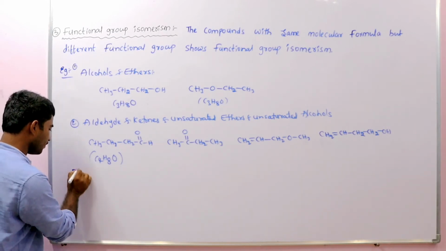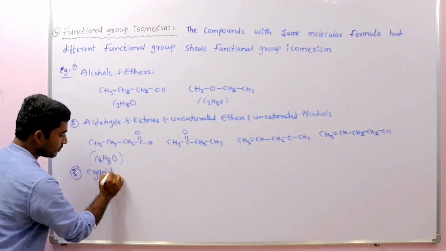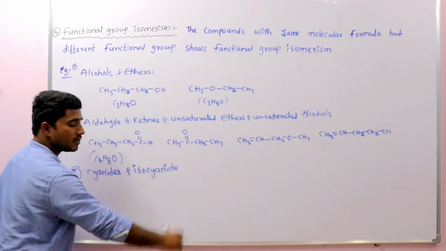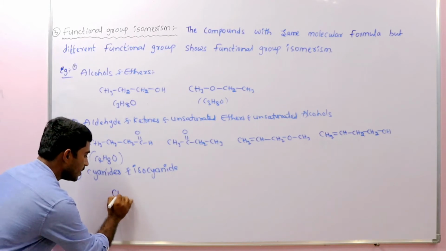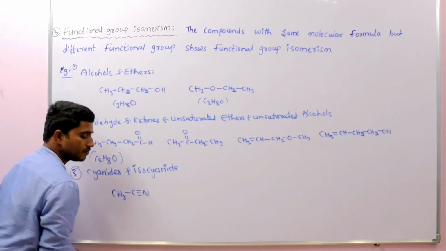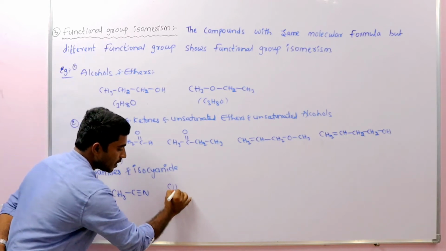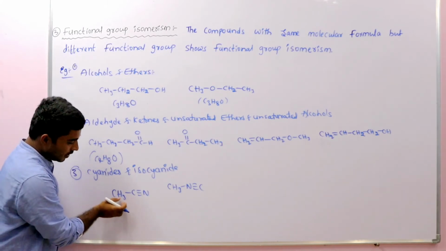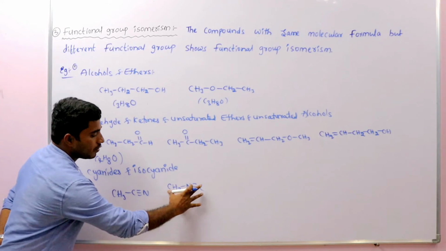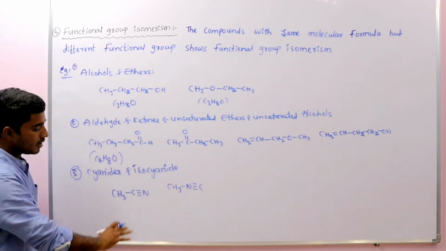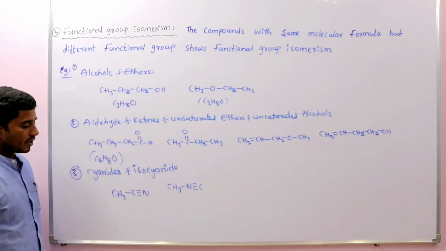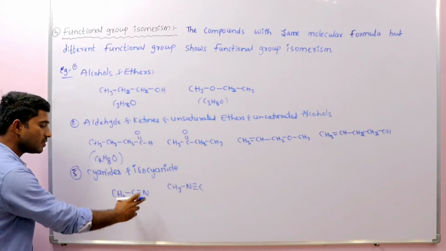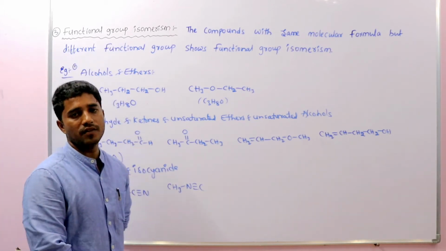Let us see one more example. Cyanides and isocyanides. Let us see one example. CH3-C≡N, so this is a cyanide. Next, CH3-N≡C. Here you see 2 carbons, 3 hydrogens, 1 nitrogen. Here also 2 carbons, 3 hydrogens, 1 nitrogen. These two molecules have the same formula but different functional groups. Here the functional group is cyanide, here the functional group is isocyanide. That's why these two molecules come under functional group isomers.